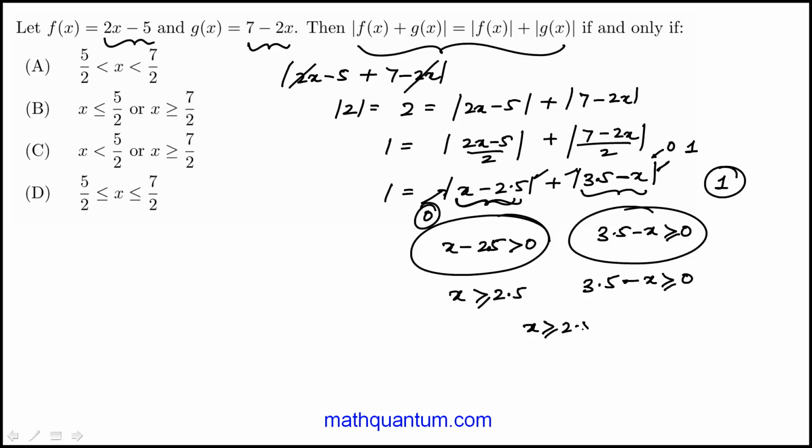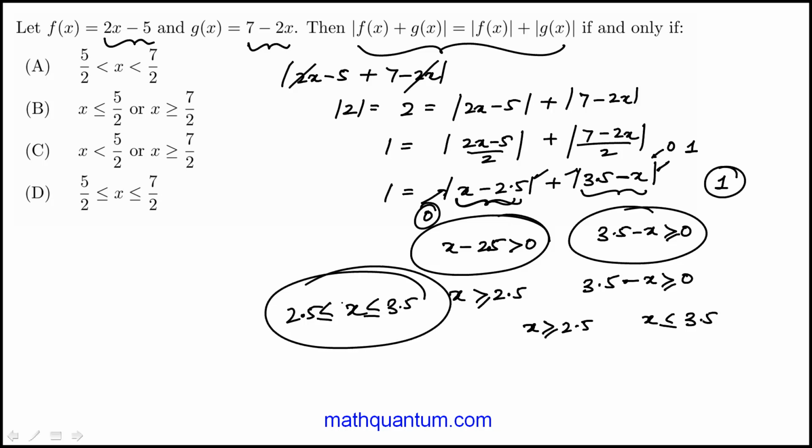So the solution is x is less than or equal to 3.5, and it has to be greater than or equal to 2.5. So if I write it in that form, that's really the solution. And if we look at the answer choices, the only difference is they've written it in fractions, but the answer is choice D.